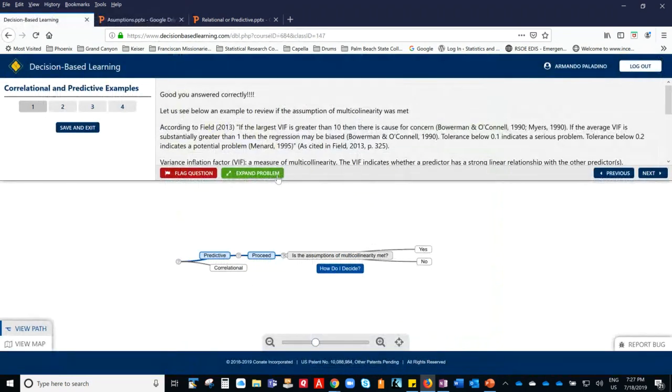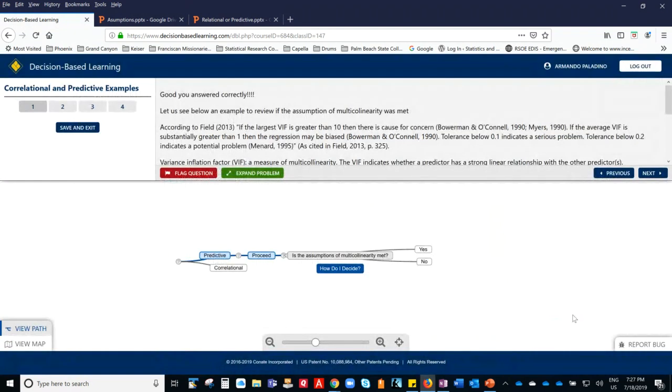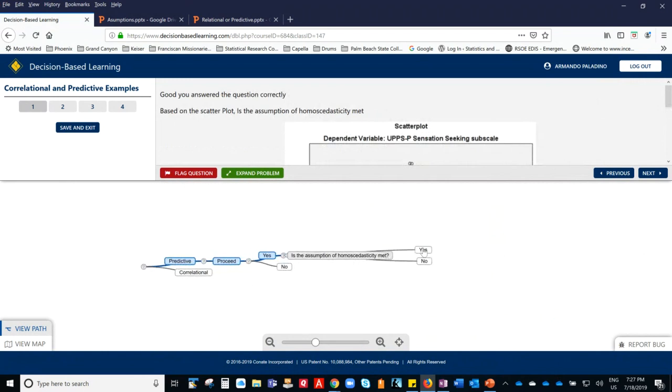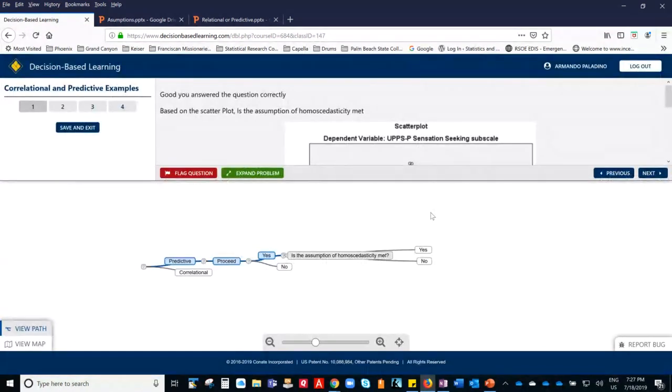Another way to look at multicollinearity is looking at the VIF. If the VIF is greater than 10, there is cause for concern. We have 1.812. So the assumption of multicollinearity, if we say yes, then the answer is correct. If we had said no, the system would tell me that I answered incorrectly.